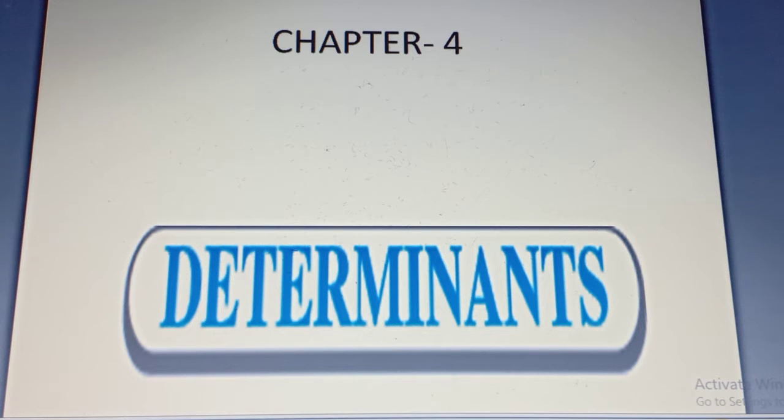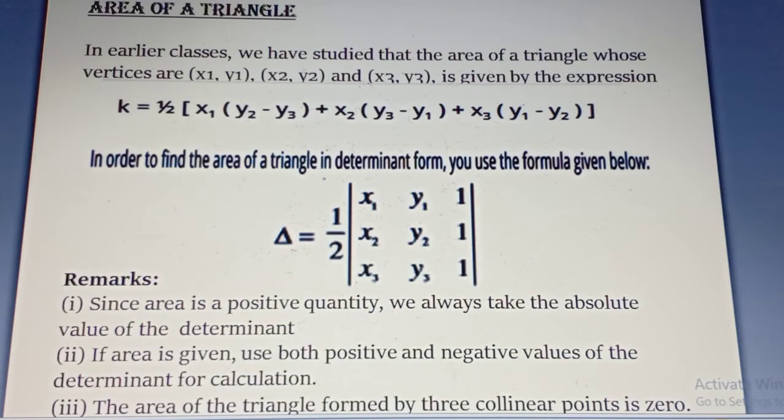In this video lecture, I am going to continue Chapter 4. The name of the chapter is Determinant. Here I am going to explain how to find the area of a triangle using the determinant method.